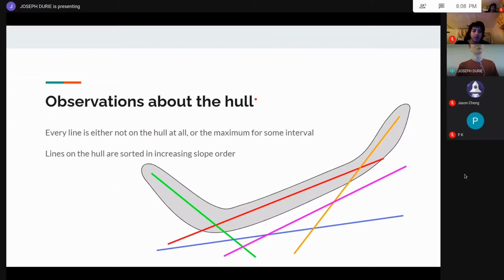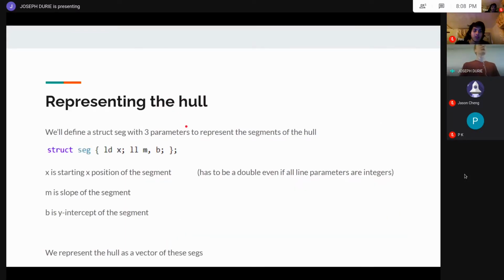So now the question is, how do we represent this in such a way that we can maintain it in a nice way and do these queries? First, we're going to make a struct. You could use a tuple for this. I'm only using a struct because it's slightly nicer to get the individual elements out of it. But basically all that matters is that you have one double value and two integer values. Your three parameters for this struct are the starting x position of the segment, and then we're representing the line in mx plus b format, so we have the slope and the y-intercept.